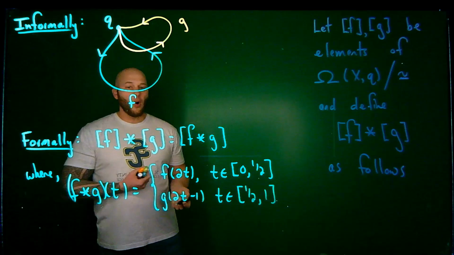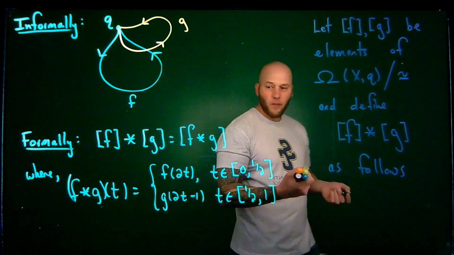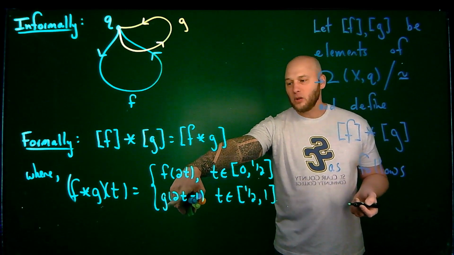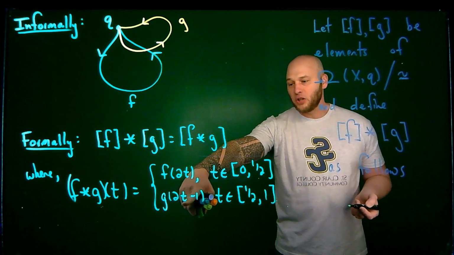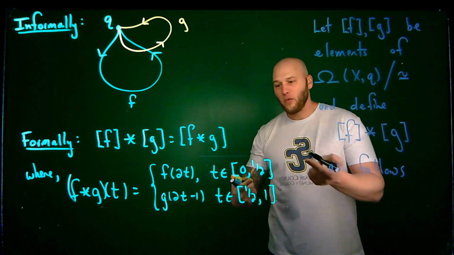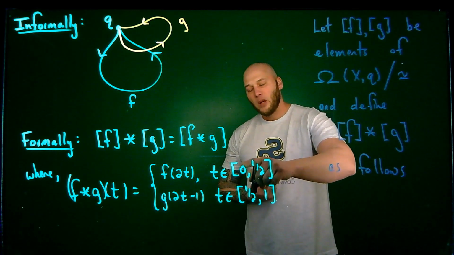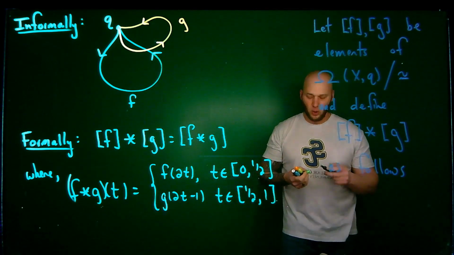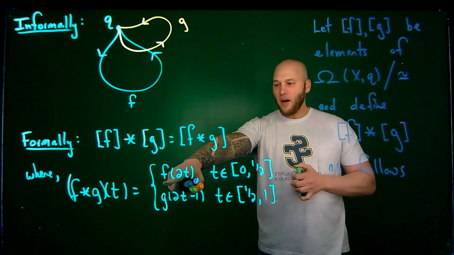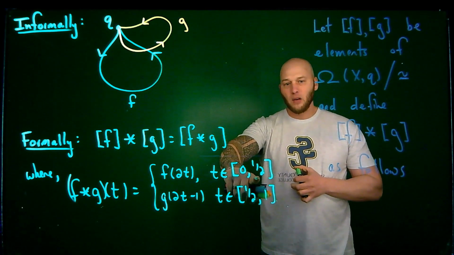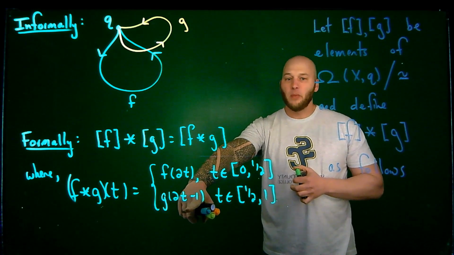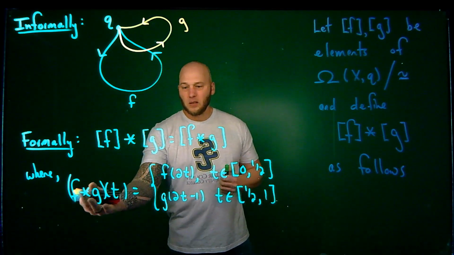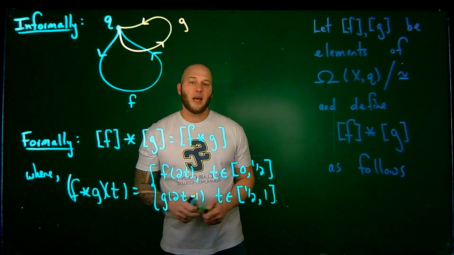Notice both of those overlap when t is a half, but this would be f of 1, which is q, and this would be g of 0, which is also q. So even though they overlap in the domain restriction, the function values are the same thing. Either way, it's q. This follows the path f at double speed for the first half of the interval, and this follows the path g at double speed for the second half of the interval. And therefore, this ends up being a loop based at q.